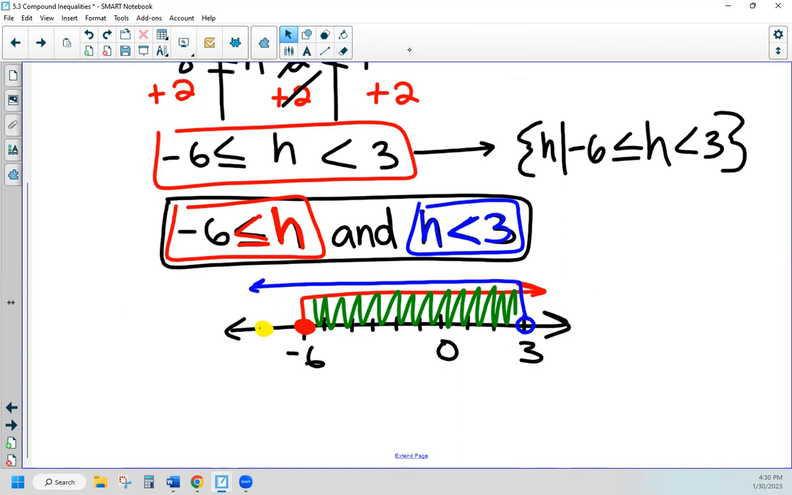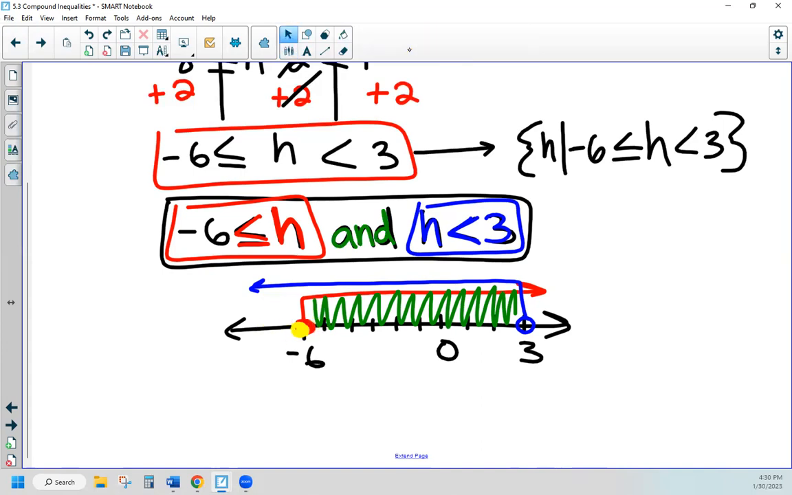This number, whatever number this is right here, this yellow dot, it does not solve the compound inequality that we just solved right now, because it's not satisfying both pieces. It has to be both of them, because we have this very important word and. It has to be one and the other one.